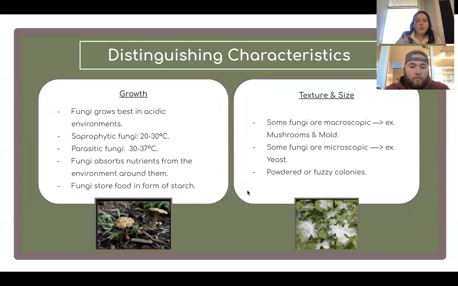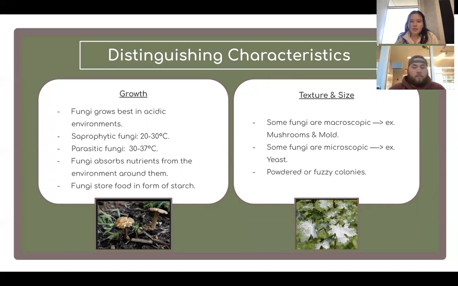For growth, fungi tend to grow best in acidic environments like plant and animal surfaces, and soil. Saprophytic fungi tend to grow best in 20 to 30 degrees Celsius, and parasitic fungi tend to grow best in 30 to 37 degrees Celsius. They usually absorb nutrients from the environment around them. That's how they grow. And they store food in the form of a starch called glycogen.